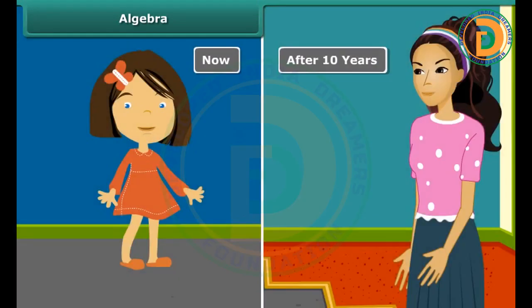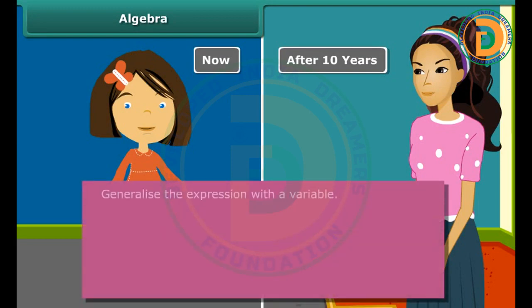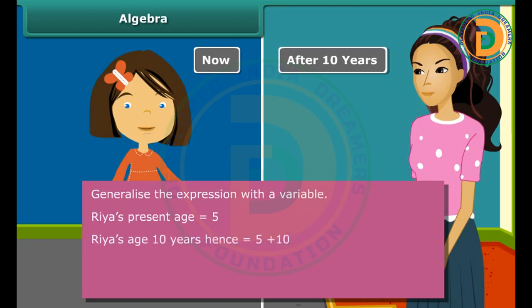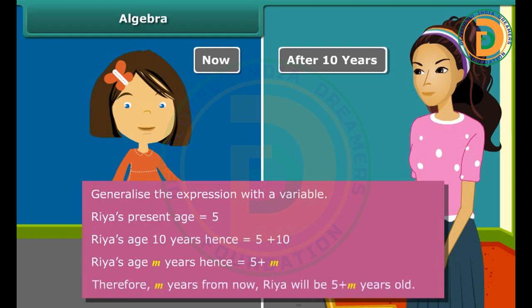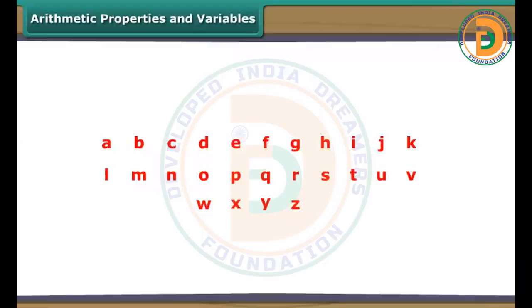Riya is 5 years old now. Express her age 10 years from now. Generalize the expression with a variable. Riya's present age is 5. Riya's age after 10 years is 5 plus 10. Riya's age m years hence is 5 plus m. Therefore, m years from now, Riya will be 5 plus m years old.